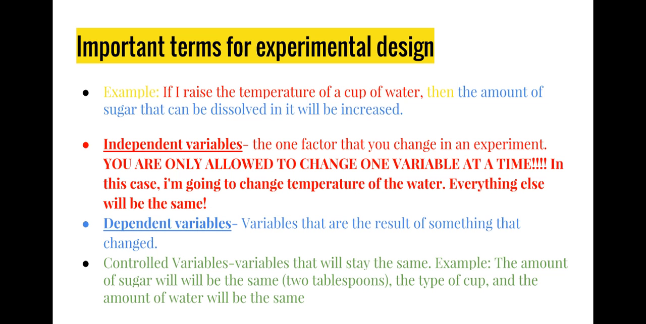And the amount of water will be the same. In this case, I'm using a cup of water, so the cup of water has to be the same. So if I were to change my independent variable, everything else has to be controlled and stay the same. What I want, Mr. Sub or Mrs. Sub, what I want you to do is pause this video, have the students talk to each other, and ask them how many variables they are allowed to change at a time.